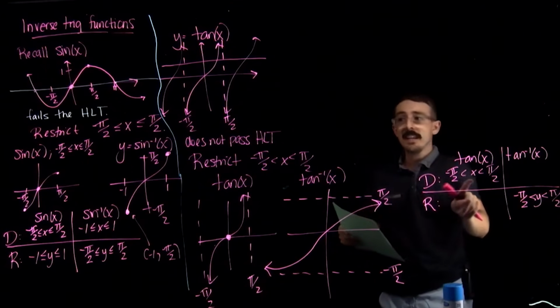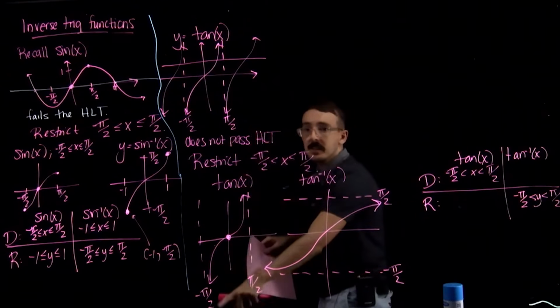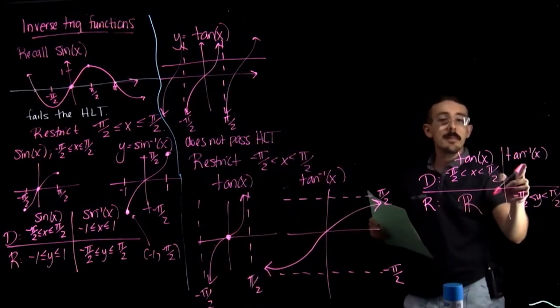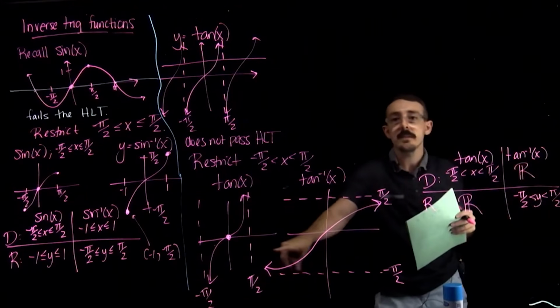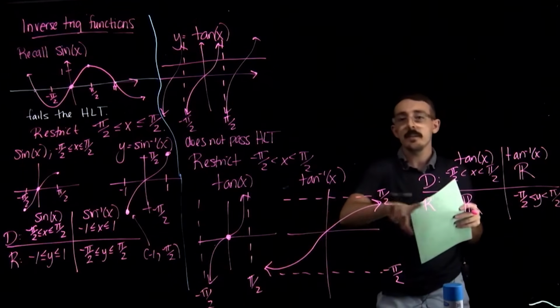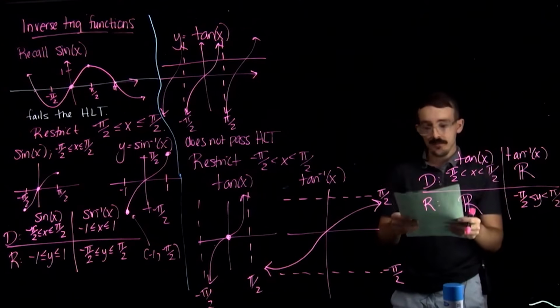The range of tangent restricted, it's all real numbers. This thing increases and decreases forever. So this is going to be all real numbers. So that means that the domain of tangent inverse is all real numbers. And that's what we see. We see that you can plug in any number you want left to right, and it's fine. So here's the chart for tangent inverse.